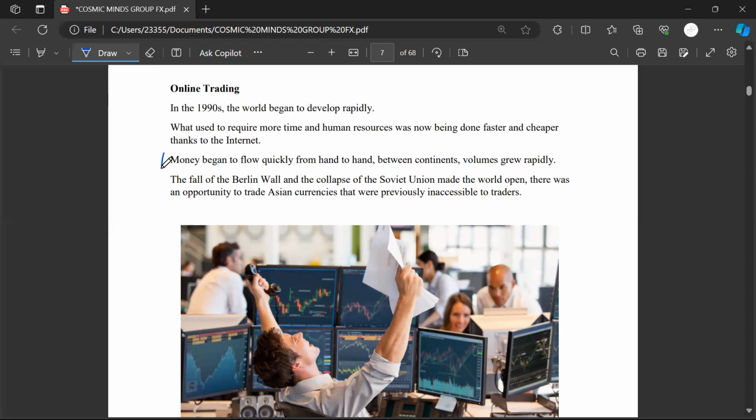There was an opportunity to trade Asian currencies that were previously inaccessible to traders, right? So it means that transactions were actually done between some specific countries, because access to them was not that available, until the Soviet world broke, and then we had access to the internet, and other currencies could actually be traded.